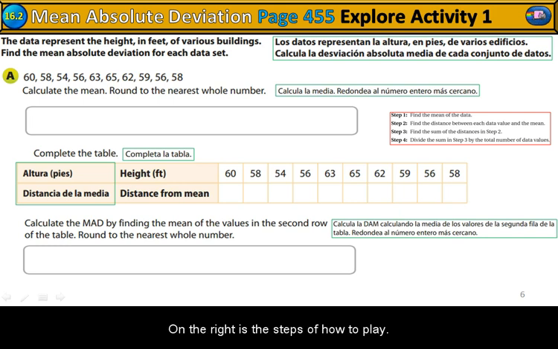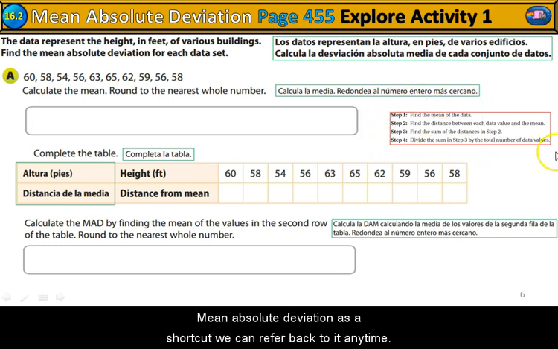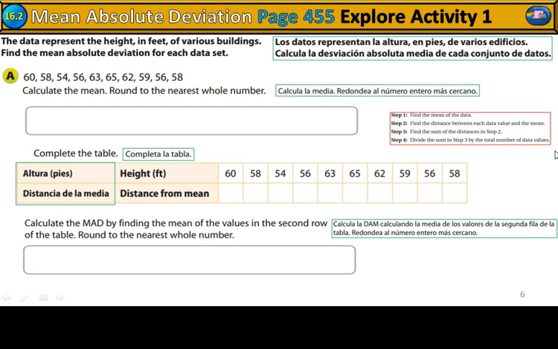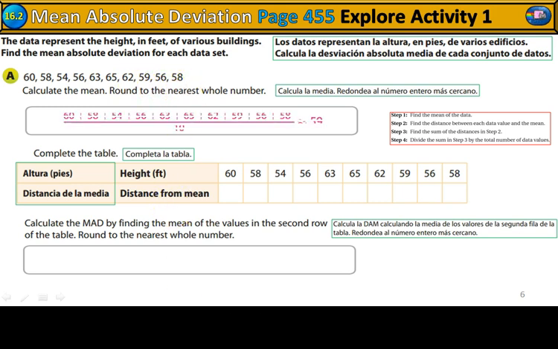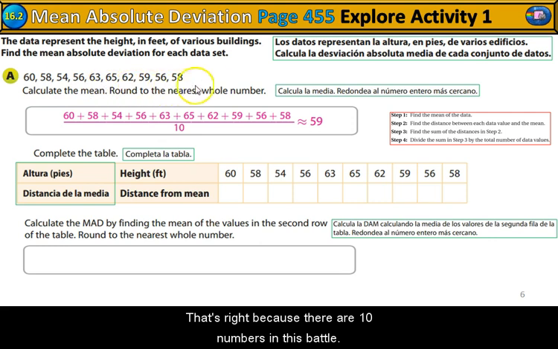On the right are the steps for how to find mean absolute deviation, as a shortcut we can refer back to at any time. Step 1 is to find the mean of the data. Round to the nearest whole number. In fact, with our calculators, we can get the exact mean, but let's follow along. If we add 60, 58, 54, 56, 63, 65, 62, 59, 56, and 58 together and divide, we get a mean score of 59. Now why did we divide by 10? That's right, because there are 10 numbers in this data list.